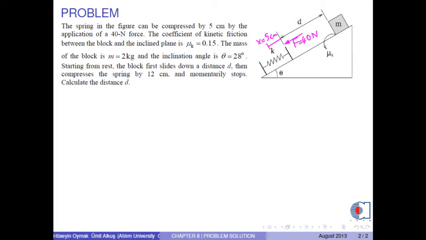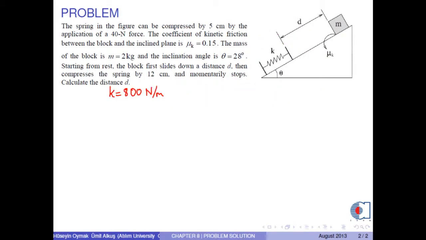Before proceeding, let us calculate the spring constant K. We have the magnitude of the restoring force equal to K times X. From this, we obtain an expression for K as F over X. Now, put the given numerical values into this equation: 40 newtons over 0.05 meters. Therefore, we obtain the spring constant K as 800 newtons per meter.